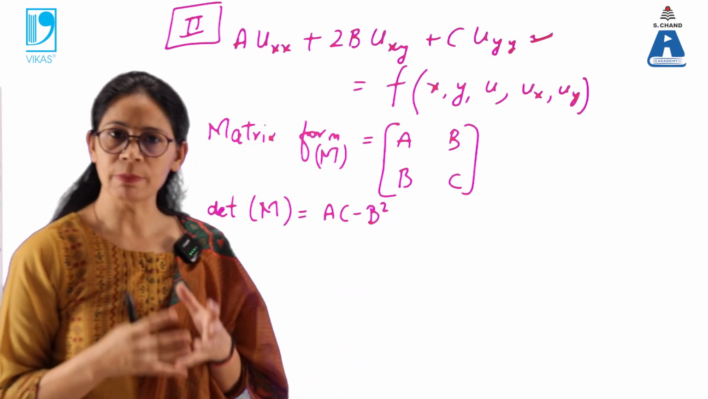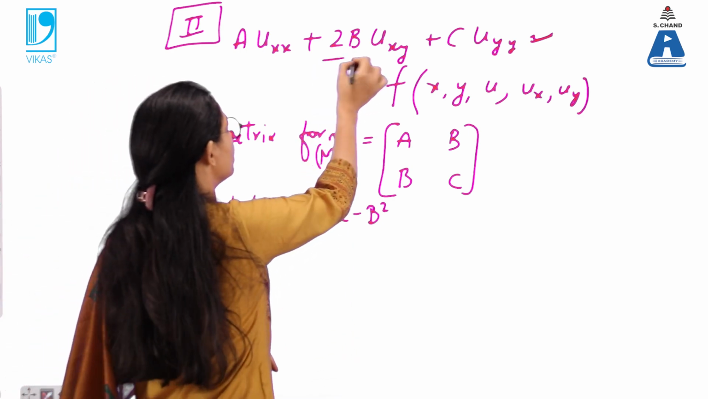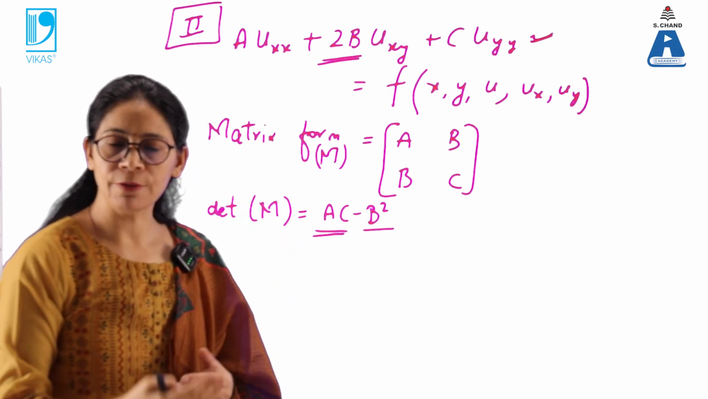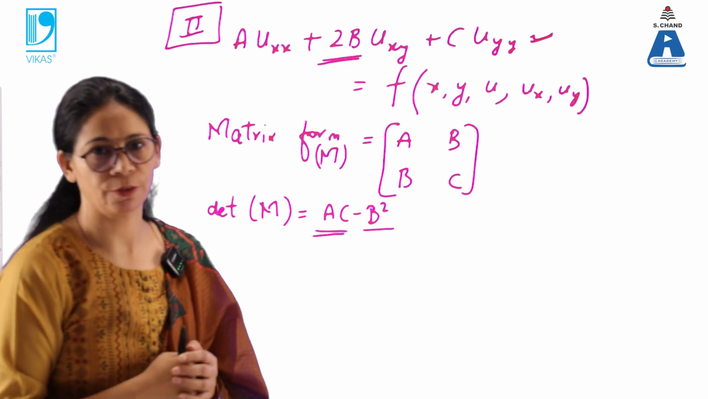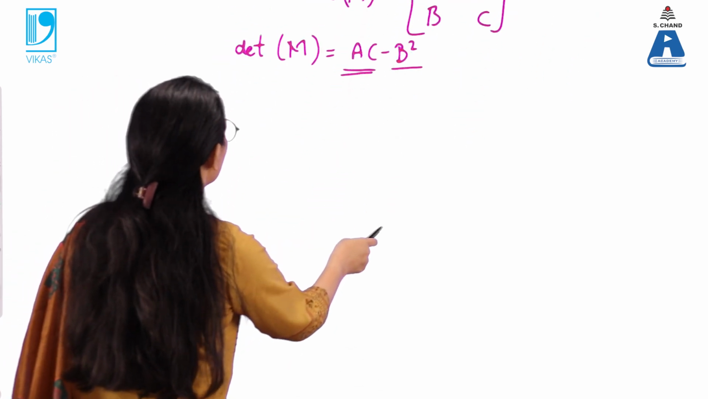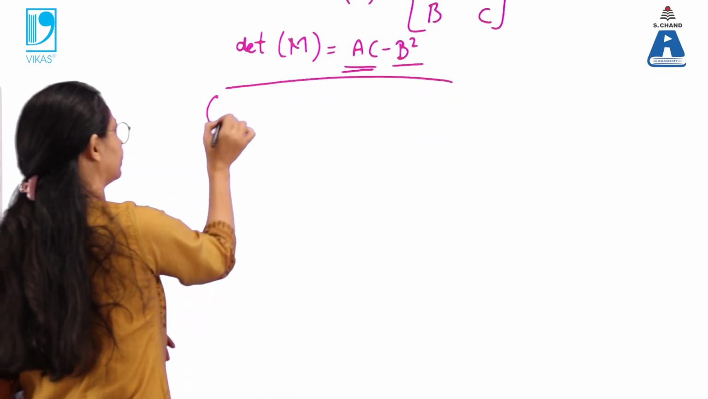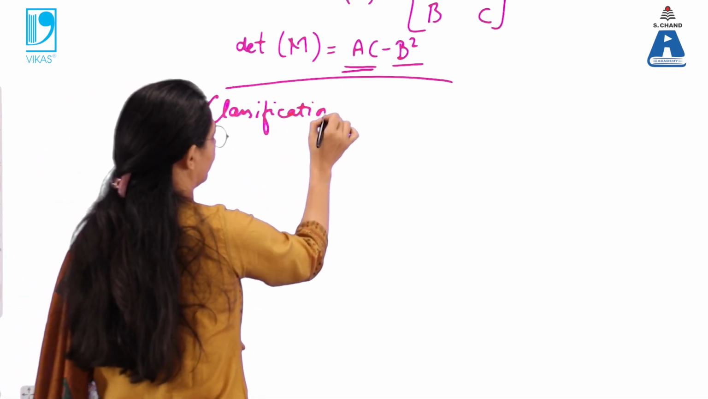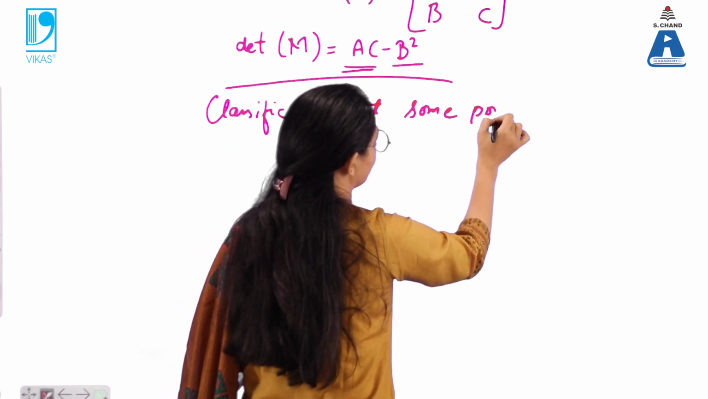Therefore, we must be very, very careful which form we are using. If we are using this 2B here, then it will be AC only here, and if we are using B only there, then we are going to use this B square minus 4AC kind of terms. So, if we would like to classify in case of this determinant, then a similar type of classification at some point x naught, y naught.